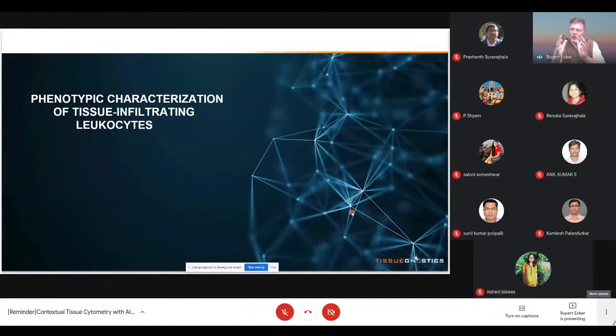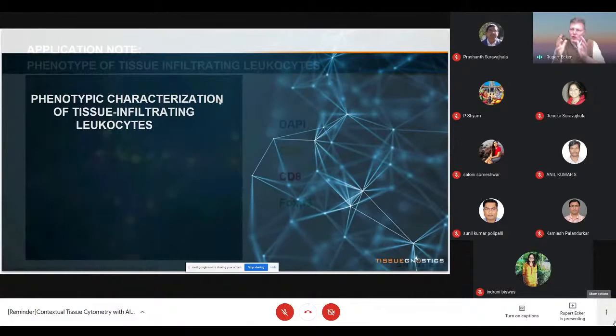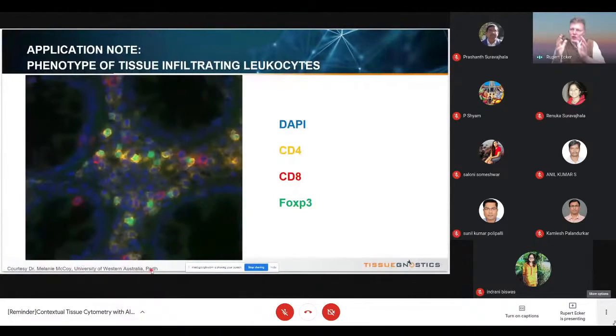A very important application of tissue cytometry is the ability that we can determine the immune status in a specific organ or in a specific tissue. With flow cytometry, we can determine the immune status systemically in blood. With tissue cytometry, we can determine the immune status in a specific tissue environment, in situ. This is also referred to as the phenotypic characterization of tissue infiltrating leukocytes. We see here an example which I received from University of Western Australia in Perth. It's a colorectal cancer stained for 4 markers: DAPI, T helper cells, cytotoxic T cells in red, and FOXP3.